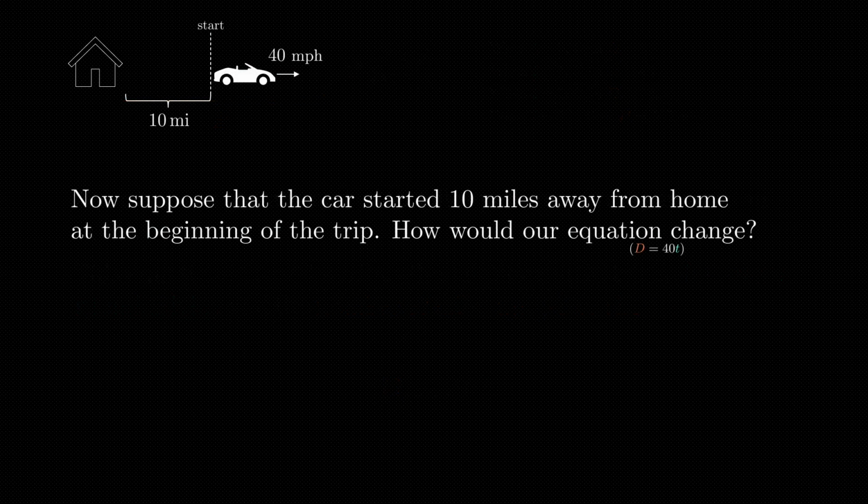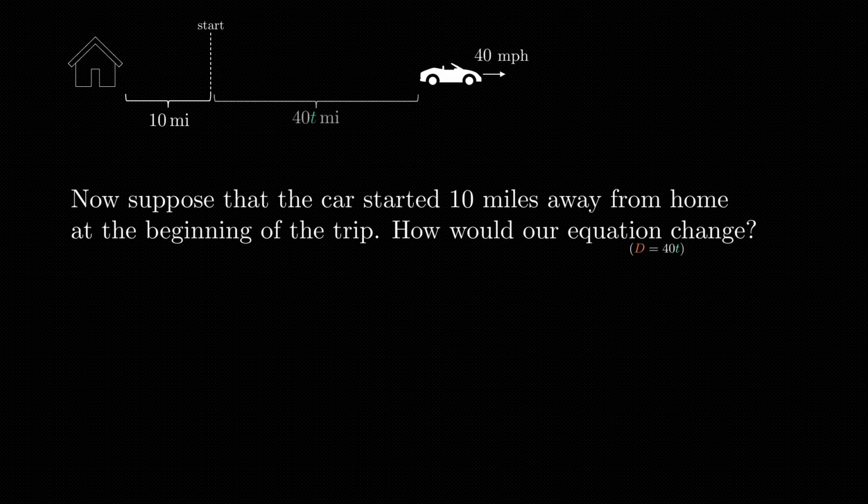Now, what if instead of starting our drive at home, we started 10 miles away from home? How would our equation change then? For reference, I rewrote our previous equation for distance. Let's take a look at the diagram. However long we choose to drive, this is the distance that we cover in that chosen time. This distance is 40t, since we haven't changed the speed at which we drive.